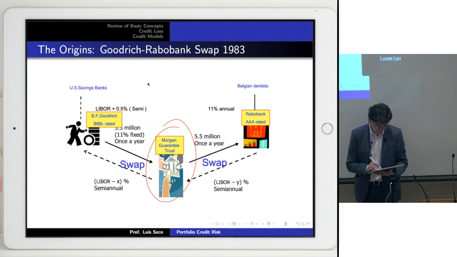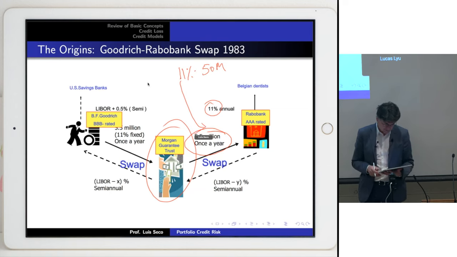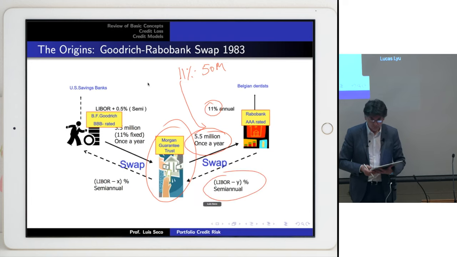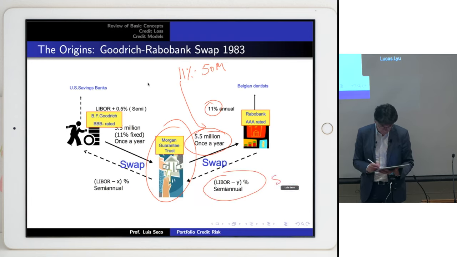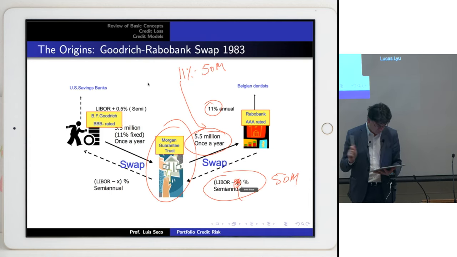With Rabobank, what they did is they say, I will give you $5.5 million every year. Happens to be 11% of 50 million. I give you $5.5 million every year, but you give me LIBOR on 50 million. Forget about the number Y for now. That's the swap. I give you 5.5, you give me LIBOR on 50.